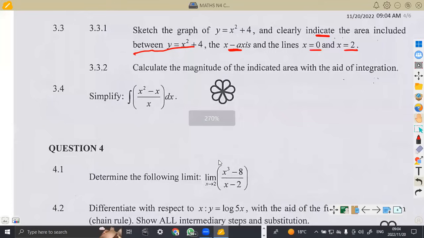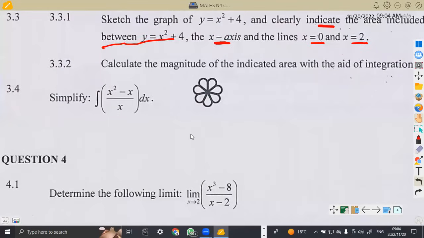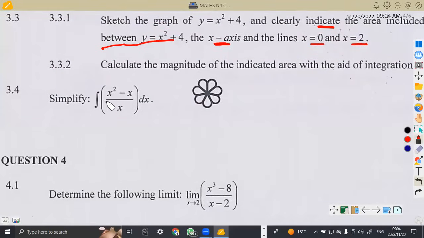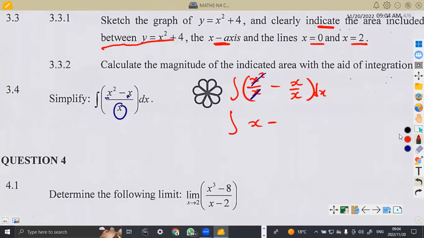Now 3.4, we are given an expression to integrate. This one, we can even integrate it here. We are supposed to separate it here. As you can see, I've got everything over x. So we can write it as the integral of x squared over x minus x over x. To remove this x, we divide each and every term by x. So that is the integral of x squared over x, which is x, minus x over x, and x is going to cancel. We get minus 1, with respect to x.